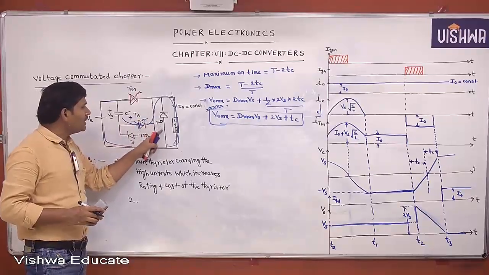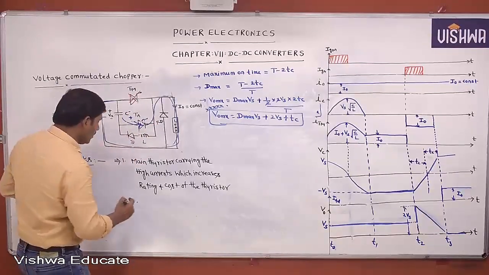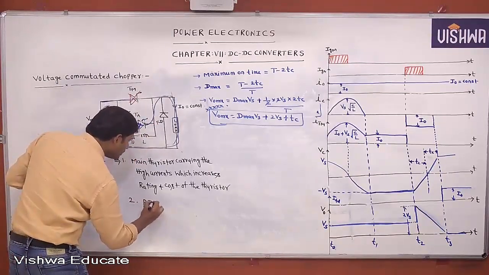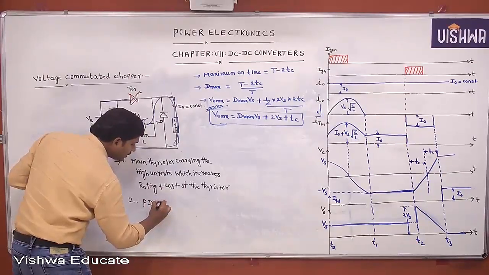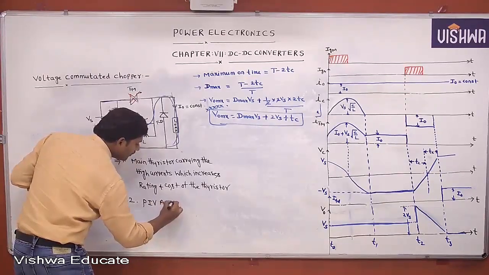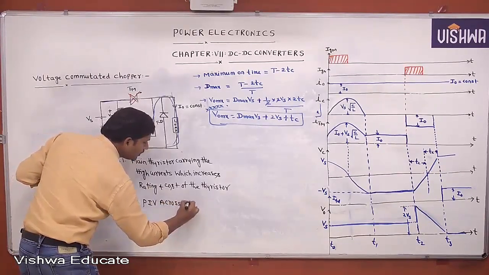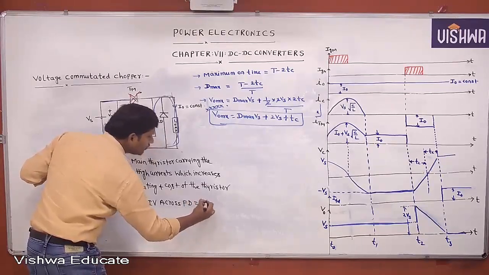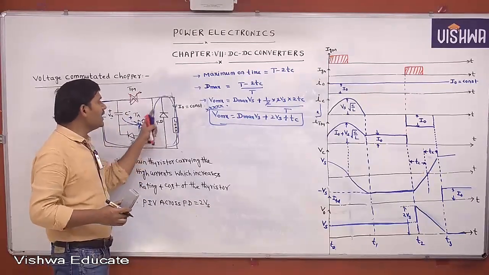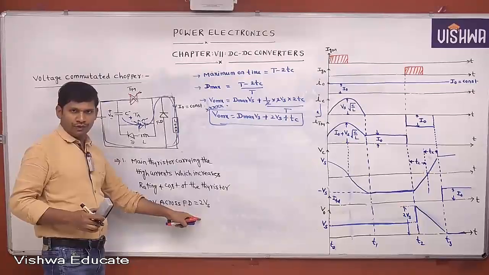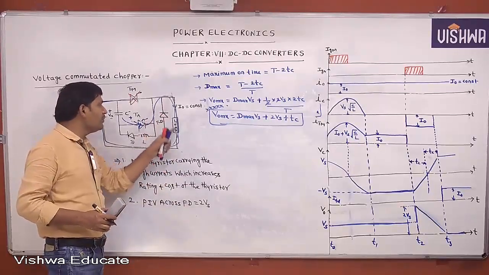peak inverse voltage is 2 Vs. Peak inverse voltage across the freewheeling diode equal to 2 Vs. That is, peak instantaneous voltage across the load is also 2 Vs, which increases the rating of the freewheeling diode.